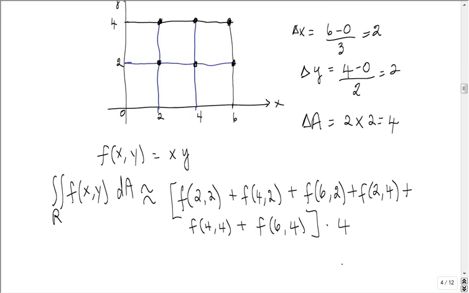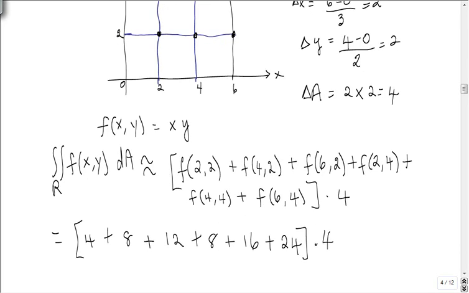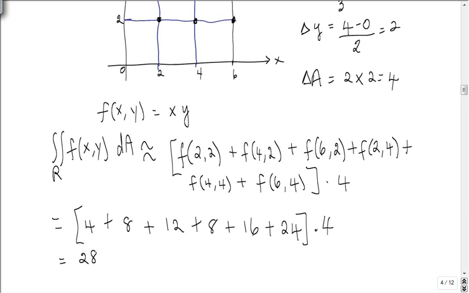Now let's work that out. So f of 2, 2, plug 2, 2 into the function xy. So this is equal to 4, f of 4, 2, 8, f of 6, 2, 12, f of 2, 4, 8, f of 4, 4, 16, f of 6, 4, 24, times 4. And when you work that out, you get 288. So in other words, the approximate volume of that solid is 288 cubic units.